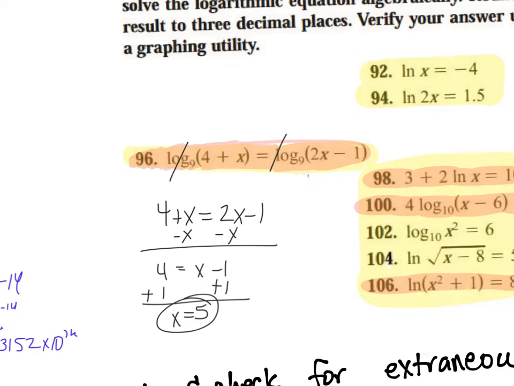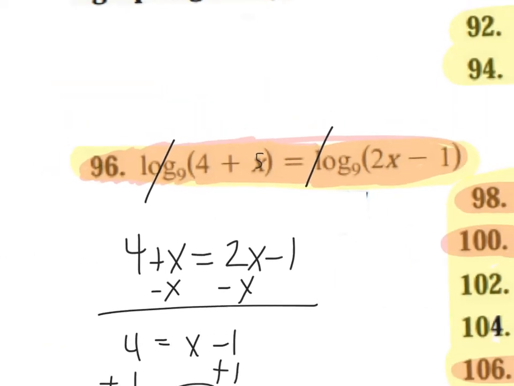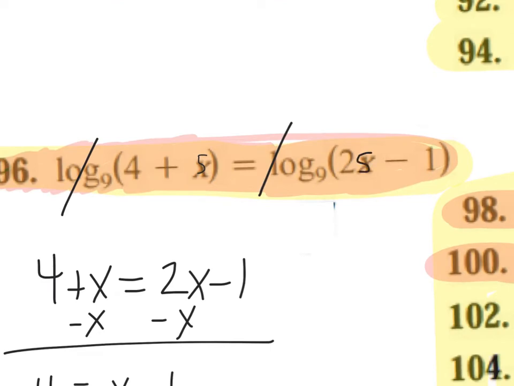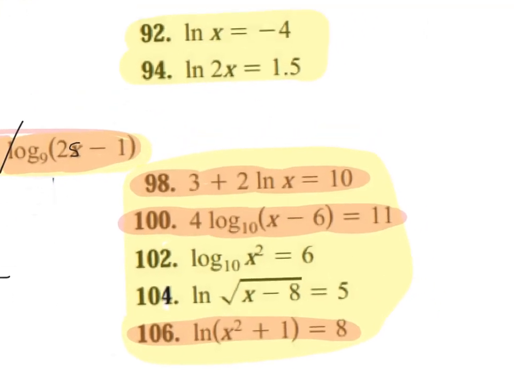There are no negatives. If I plug a 5 in here, what's 4 plus 5? 9. Okay, we're good. If I plug 5 in here, what's 5 times 2? 10. Minus 1? 9. Okay, we're good. If it's a negative, can you take the log or the natural log of a negative number? No. All right, let's go to 98.